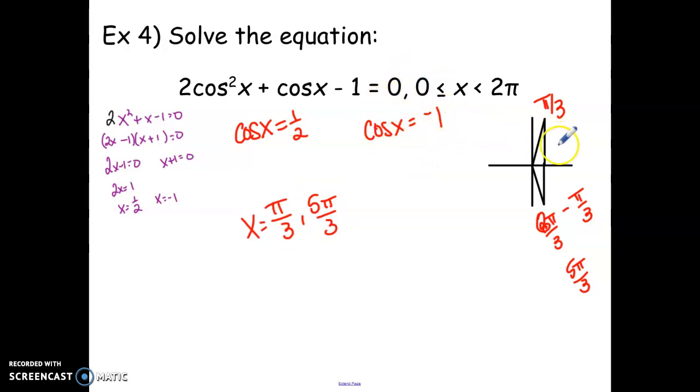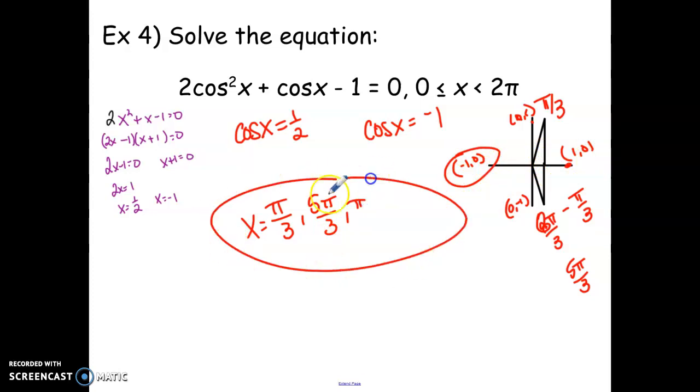Cosine, remember, is our x value, so we need to think of when our x is negative 1. So if we think of our quadrantal angles, we have 1, 0, 0, 1. Sorry, that looked kind of crazy. Negative 1, 0, and 0, negative 1. So we need to find when our x is negative 1, which is at our 180-degree angle, which is pi. That only happens once. So those are our final answers.